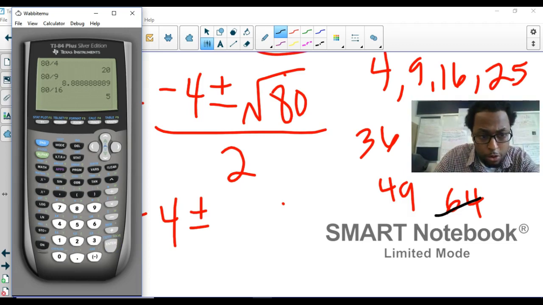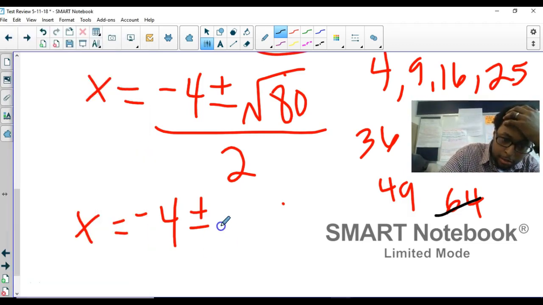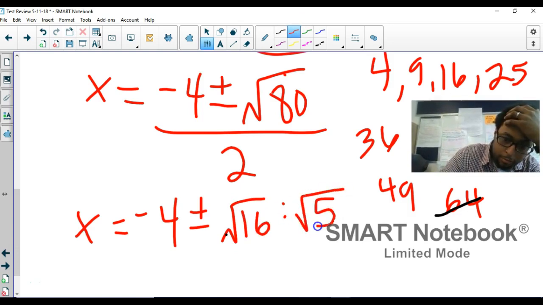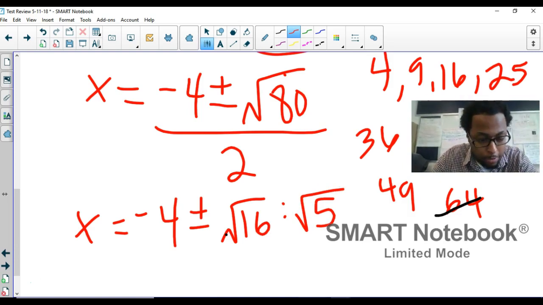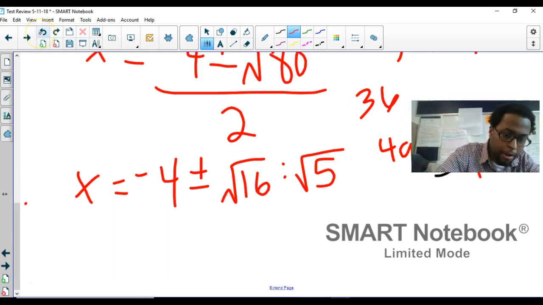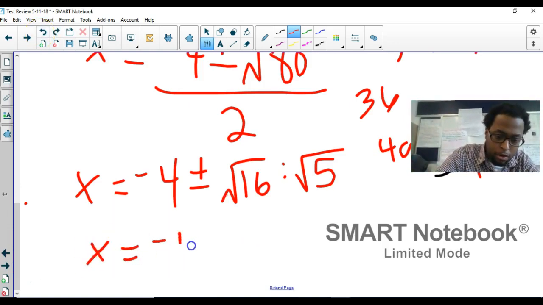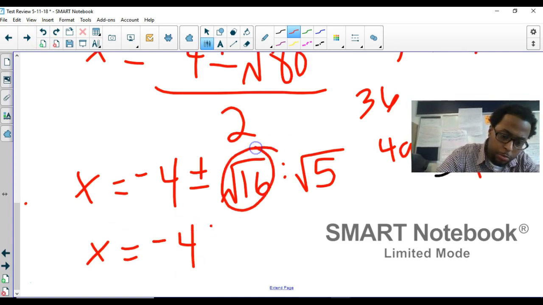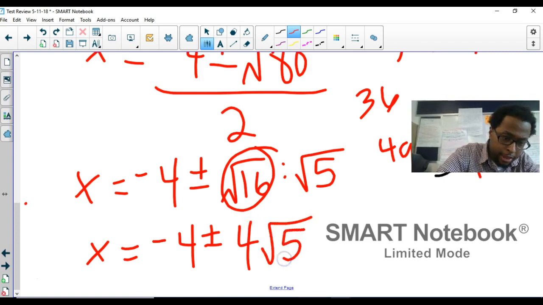Okay, so I can use 4 and 20, but I can also use radical 16 times radical 5. Okay, those are higher numbers. Again, you could use 4 and 20, but you'd have to break the 20 down again. So I now know x equals negative 4. The square root of 16 is going to be 4. And then I just simply bring down a radical 5. And then remember, I have all that, don't forget the 2 right here, dividing that by 2.